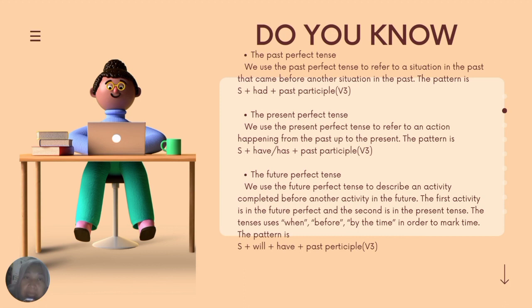And the third is the future perfect tense. We use the future perfect tense to describe an activity completed before another activity in the future. The first activity is in the future perfect and the second is in the present tense. The words when, before, by the time are used to mark time. The pattern is subject plus will plus have plus past participle, or verb 3.